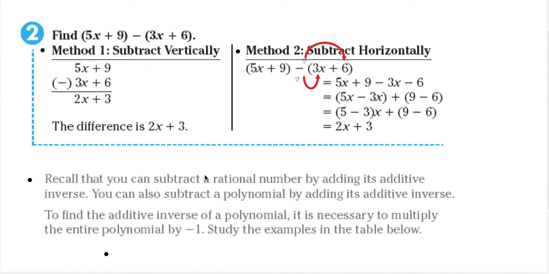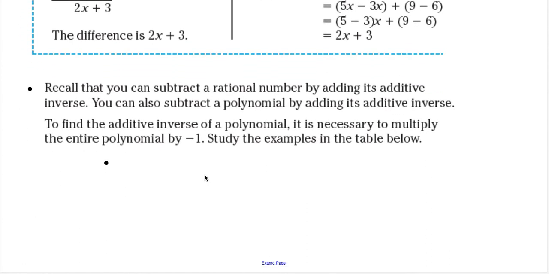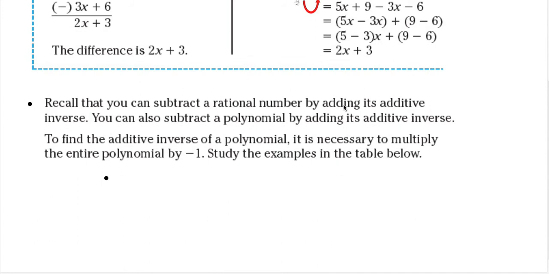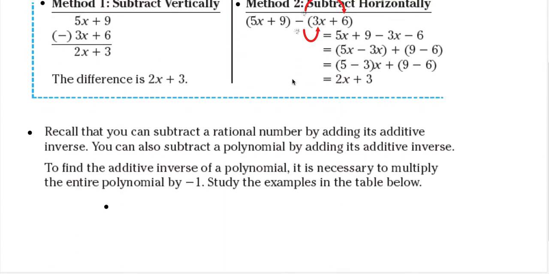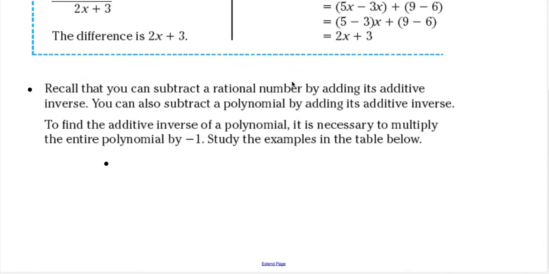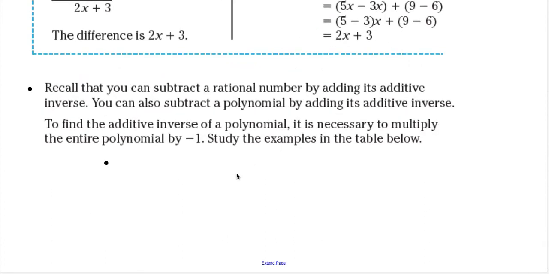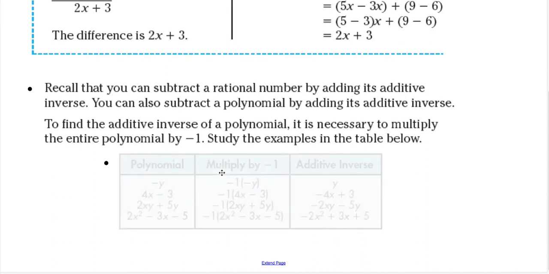Okay, now recall that you can subtract a rational number by adding its additive inverse. Okay, you can also subtract a polynomial by adding its additive inverse. Okay, and method 2 basically exemplifies that. A good example of adding its additive inverse. To find the additive inverse of a polynomial, it is necessary to multiply the entire polynomial by negative 1. Let's look at the examples below.